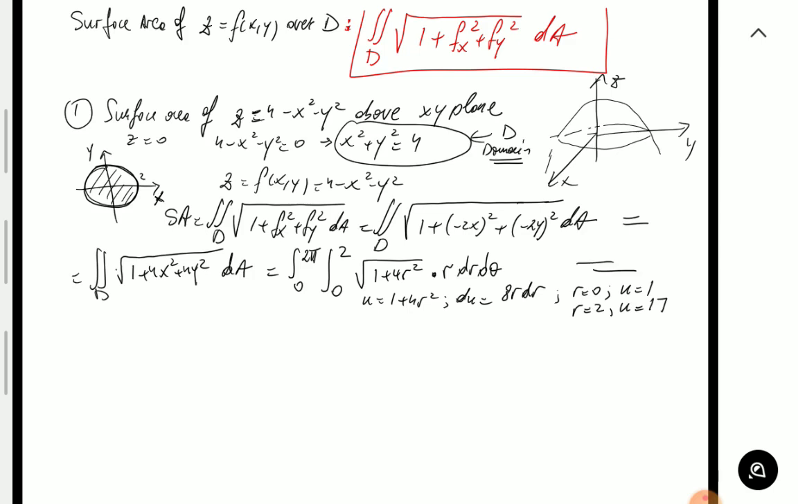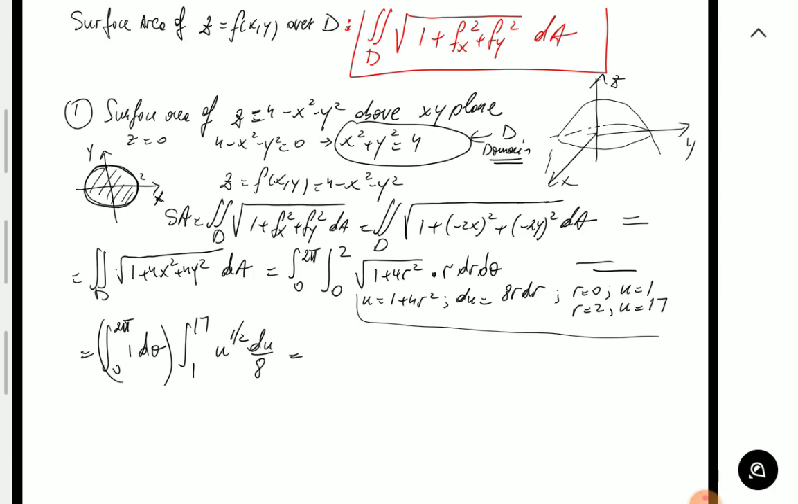Again, just like previous examples, we can pull out the integral in theta on the outside, and then the remaining integral is from 1 to 17 square root of u, which is u to the 1/2, and r dr is du over 8. First integral is 2 pi, and then 2 over 3 u to the 3/2 between 1 and 17. Number simplification here, it's 1 over 12.